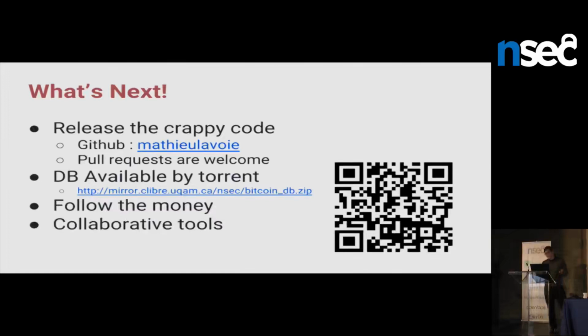And version 3 eventually will be a collaborative tool so that people will be able to add comments on the node, saying, okay, this node is probably this bad guy. This node is probably this person. This node is probably this system. And you'll be able to de-anonymize the Bitcoin network like this.